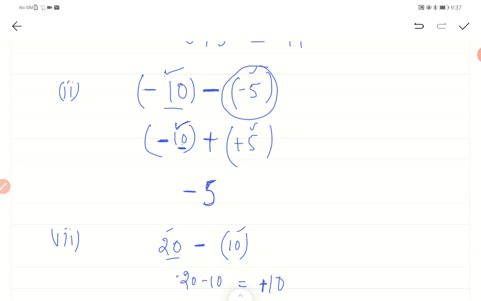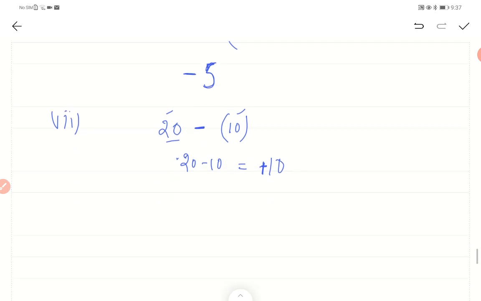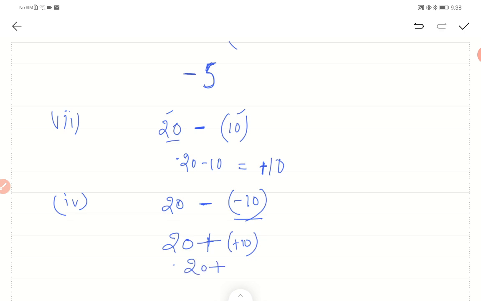Okay, we have done subtraction of two negative integers. Now let's take subtraction of one positive and one negative integer. If I take 20 as a positive integer and minus 10, how to do that? First convert this into a positive sign. So I will take the additive inverse of this. The additive inverse of minus 10 is what? Plus 10. So it will change into 20 plus 10, this is nothing but 30.